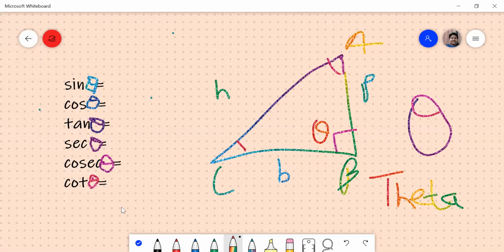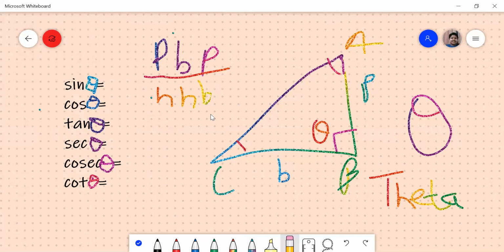Okay, so now let's go ahead. An easy way of remembering these formulas is P B P divided by H H B.